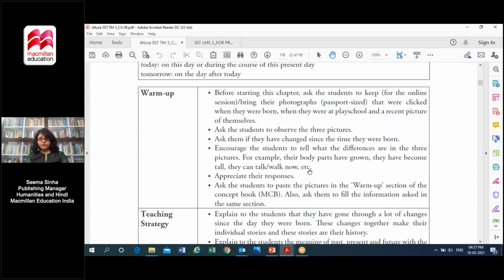In the lesson plan, you will find some tips, like ask the students to observe the 3 pictures, ask them if they have changed since the time they were born, encourage students to tell what the differences are in the 3 pictures. Now you can see that students are making observations, recording their observations, and using compare and contrast skills to infer how they have changed.